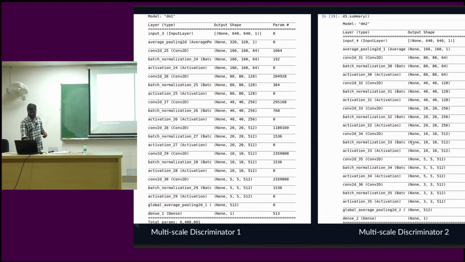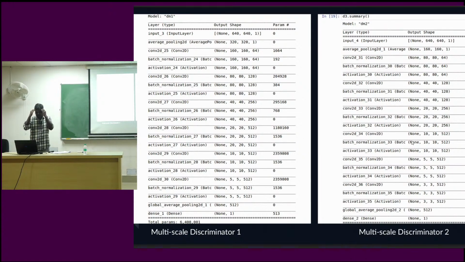These are the details of the discriminator model. You can see many convolutional layers and batch normalization layers, and many other things. At the end we use a dense layer to classify the two classes.